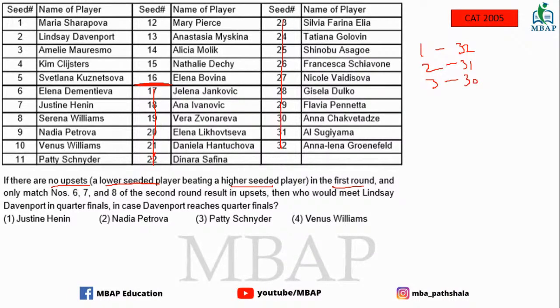Varshit, can you explain the first round? Yes, Varshit, that's what I'm saying. In the first round, player number 1 plays against player number 32, player number 2 plays against 31, player number 3 plays against 30. So what happens if there are no upsets? There are going to be a total of 16 matches in the first round, and these players will lose the match in round 1 because there are no upsets. It is given to you that there are no upsets. That means all these 16 players will be left.